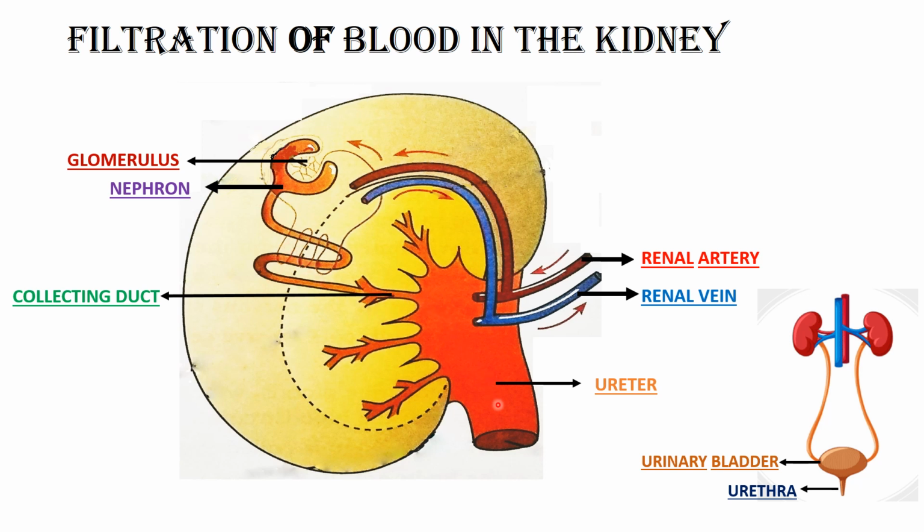So the collecting duct collects the waste in the form of urine from the nephron and drains it down into the ureter. The ureters are tubes which pass the urine down into the urinary bladder, where it is temporarily stored, and the urine is passed out from the body through the urethra.